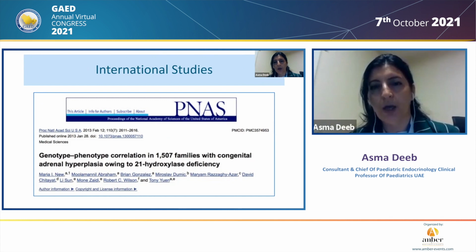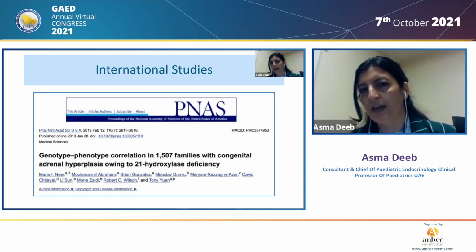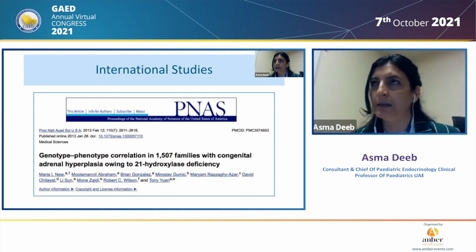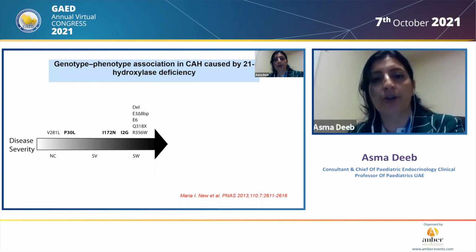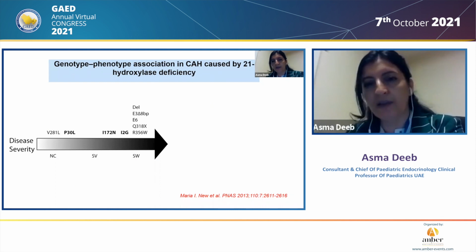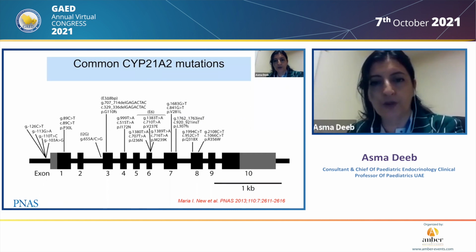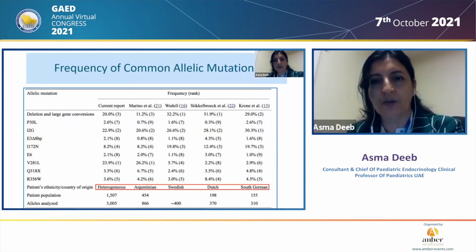CAH literature. Marianne Yu looked at 1,500 families of CAH, and she highlighted the different mutations in these people, particularly in relation to their ethnic origin. So she showed the same thing, this correlation. Severe mutation leads to severe disease. And she showed over the exons of the CYP21 gene where these mutations are.